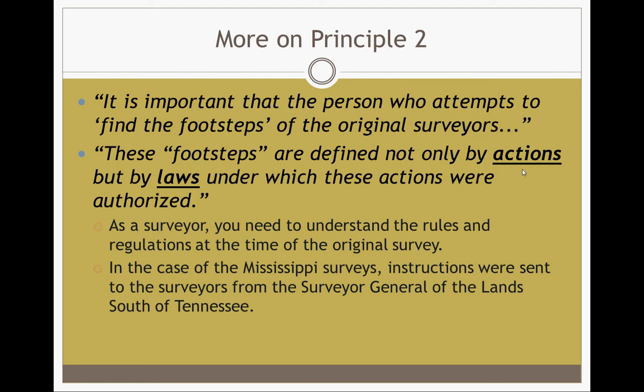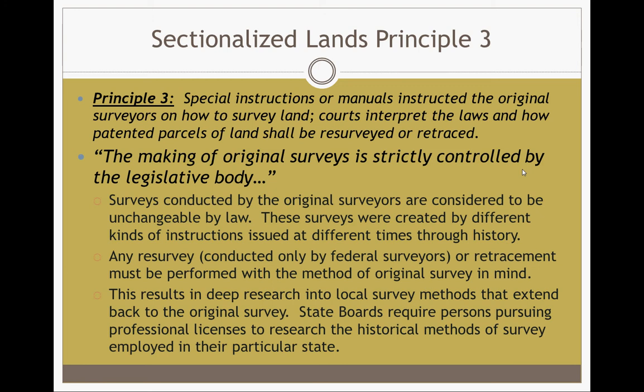Instructions were sent to the surveyors in Mississippi by this man, and so you need to know his instructions. You need to become familiar with them, and I'll tell you how to get a copy of that book here in the lecture.